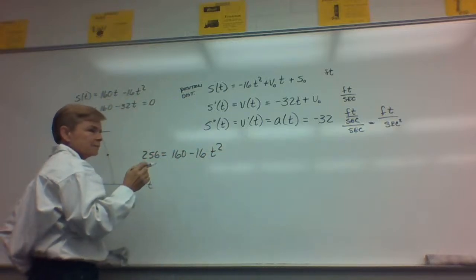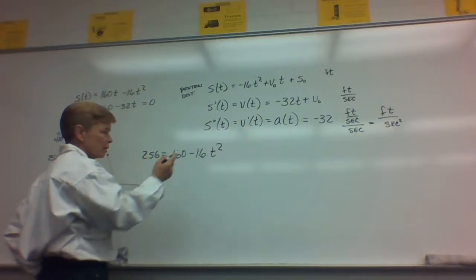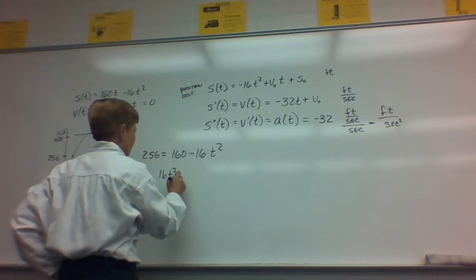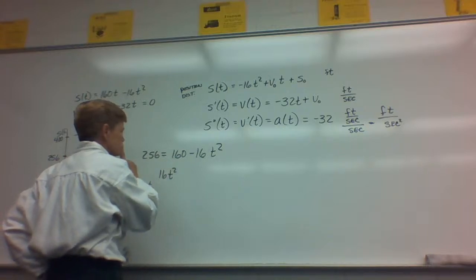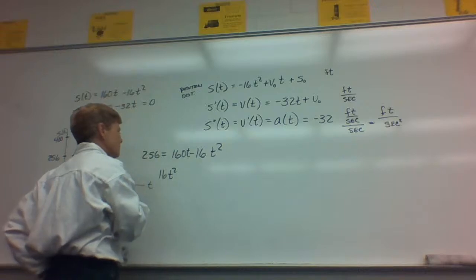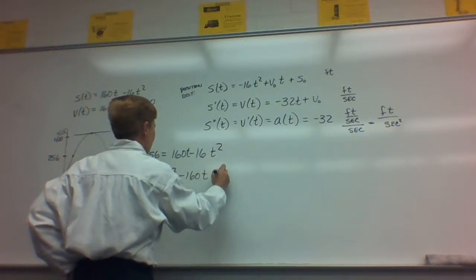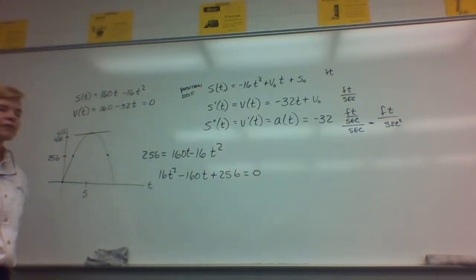Since that's a quadratic, and we prefer to handle quadratics when the leading term is positive, I'm bringing these guys over here. Okay, 256 minus 160 is? There's a t on the 160. 160t. This is position. That's what I want to solve. I need to find the t-value for that, right?